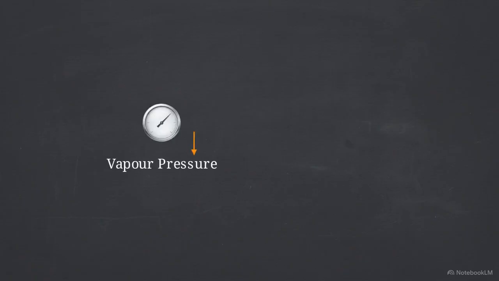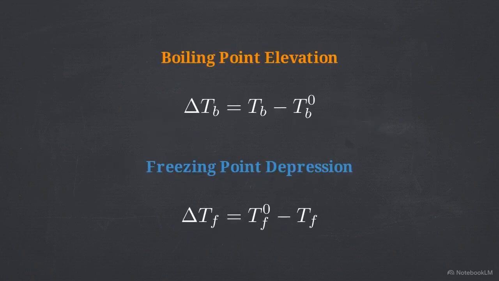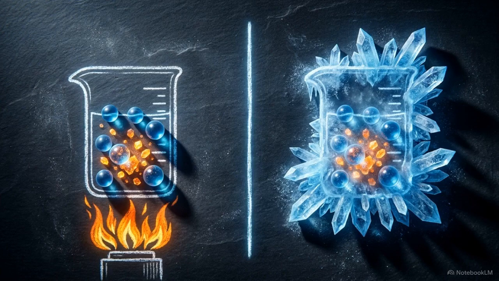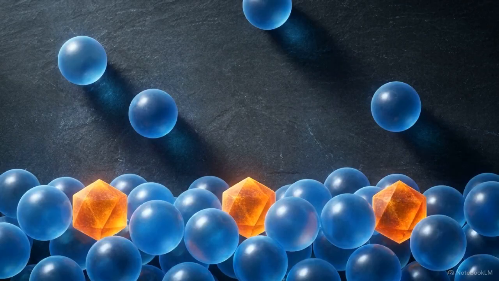That same drop in vapor pressure forces the freezing point of the solution to decrease. Note the order of the variables here. For boiling, the solution has the higher temperature, but for freezing, the pure solvent freezes at a higher temperature than the solution. To keep our ΔTf value positive, we must subtract the solution temperature from the pure solvent temperature. Whether we are heating the solution to boil or cooling it to freeze, the physical presence of the solute particles is the mechanism driving these temperature shifts.